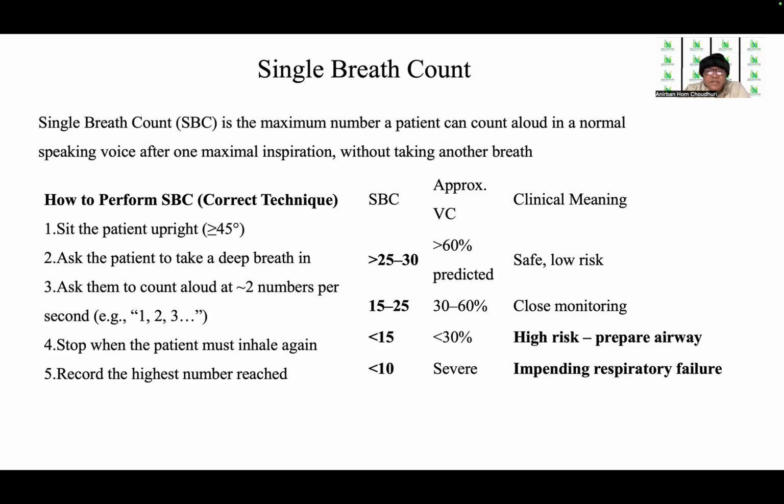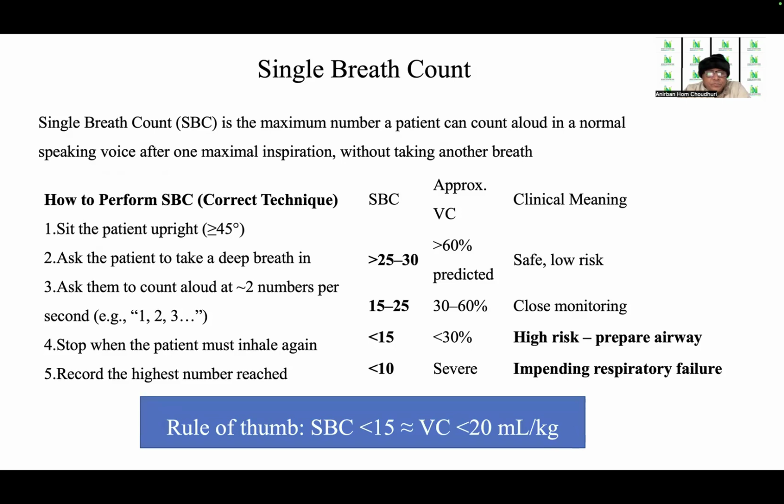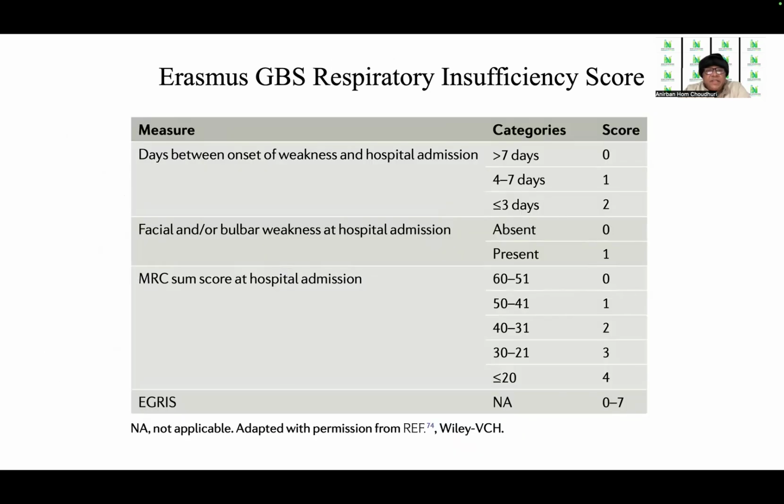And if it is less than 10, then the predicted VC is severe. So it highlights impending respiratory failure. So the thumb rule is that if the SBC is less than 15, then that means that probably the vital capacity is less than 20 mL per kg. So if you remember this, then it will become easier for us to assess patients with single breath count clinically.